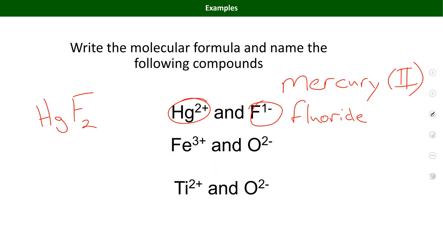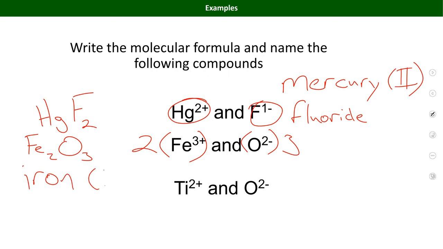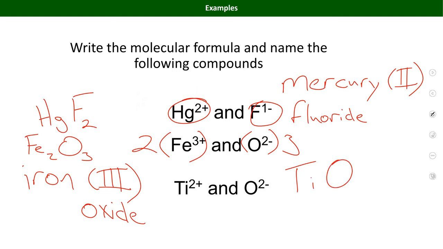What's our formula here? If we do two of those and three of those, it adds up to zero, right? So formula is Fe2O3. And our name is going to be iron 3 oxide. TiO. Just TiO, right? 1 to 1, because they're both a plus two, or a plus two and a minus two. So our formula would be TiO. And we'd name that as titanium 2 oxide.